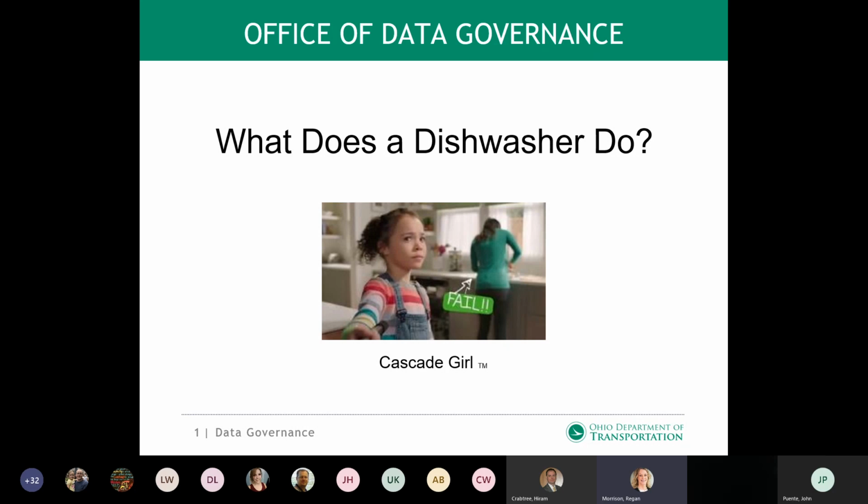This popular commercial catchphrase fits like a glove surrounding the idea of a data governance program. What does data governance do? Let's look at why it's important for ODOT to implement a program for managing one of its most valuable assets, our data. We will talk about why it's needed and why now. I mean, we're doing fine without it, right? We are mapping out the future of ODOT data, and this is what it means for you.